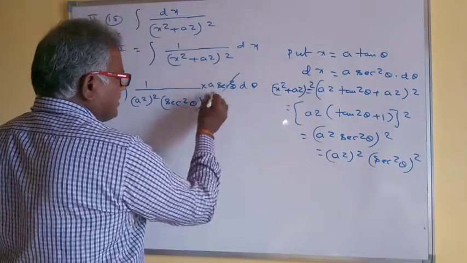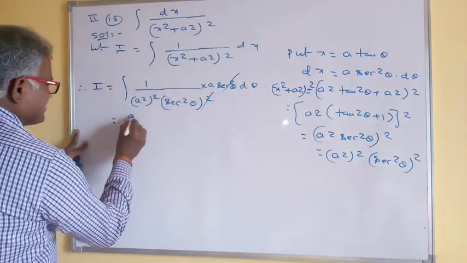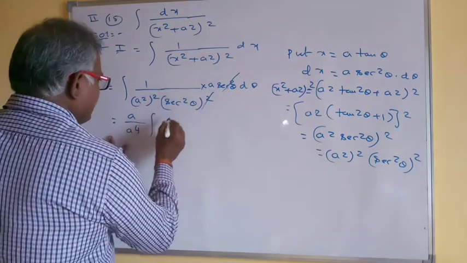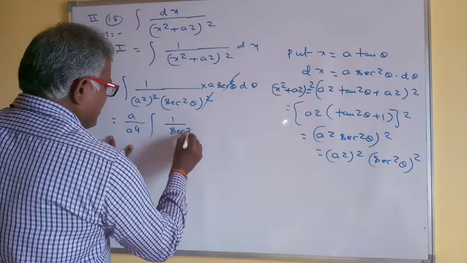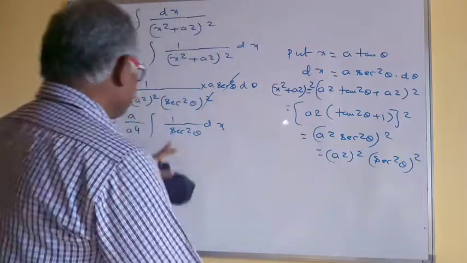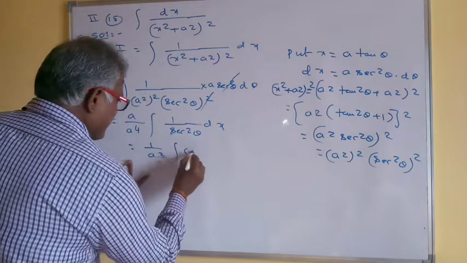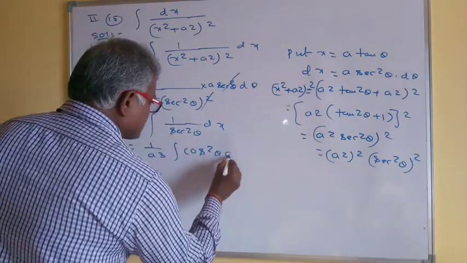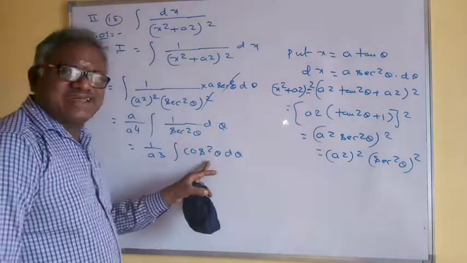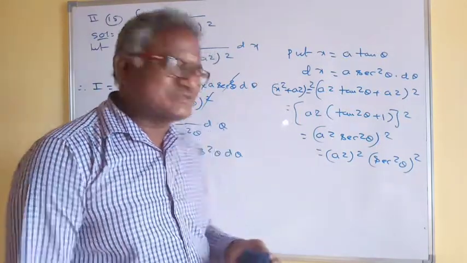So this secant square theta and this square get cancelled. Here a is constant, and a square whole square means a power 4. Remaining is 1 by secant square theta. The reciprocal of secant is cos. So finally it is 1 by a cube into cos square theta d theta. For cos square theta, use (1 plus cos 2 theta) by 2; for sin square theta, (1 minus cos 2 theta) by 2.